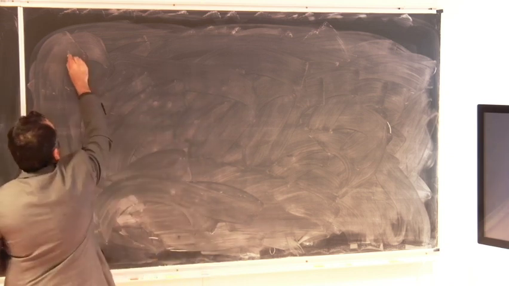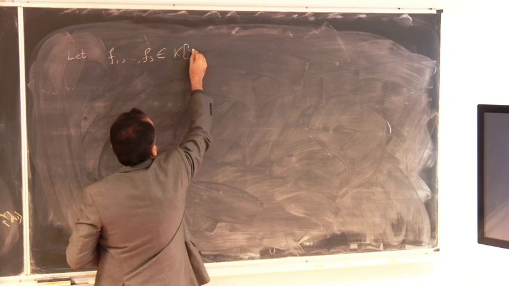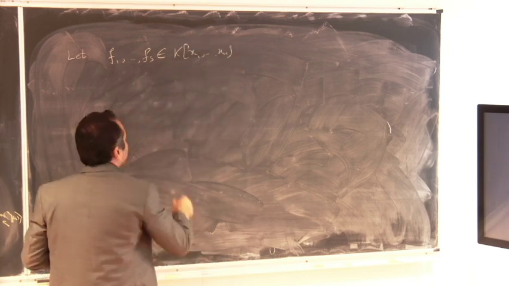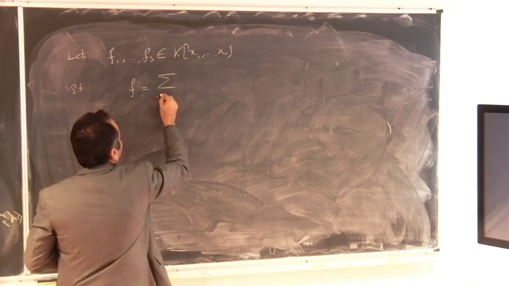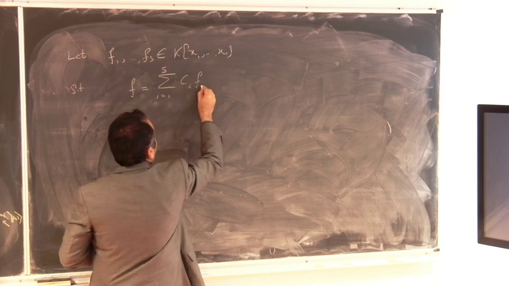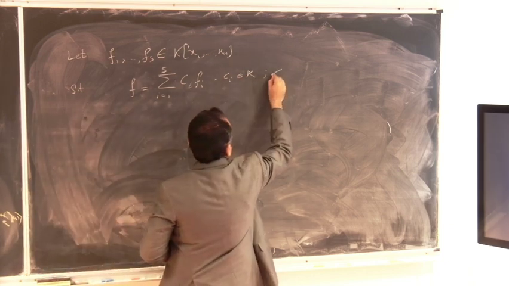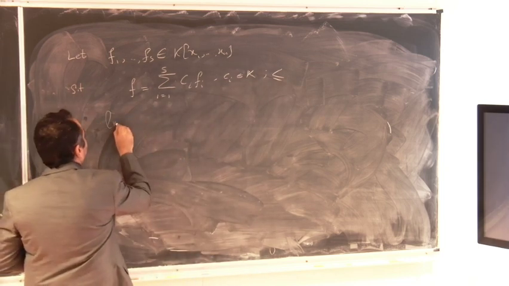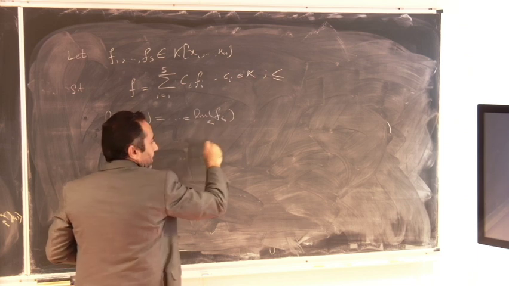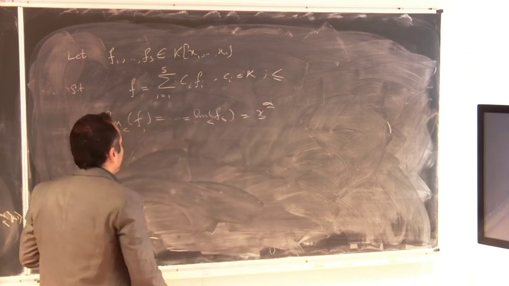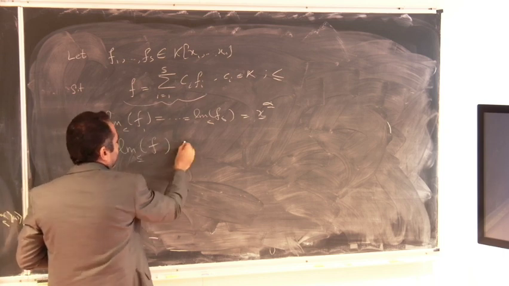So the result states that let F1 up to Fs be a set of polynomials from the polynomial ring such that we have an F which is the summation i from 1 up to s of Ci Fi, where this Ci belongs to some field K, and we have a fixed term order, and we say that the leading monomial of F1 is the same as the leading monomial of Fs, which is some x^alpha, and of course we have such a combination such that the leading monomial of this F is less than this x^alpha.